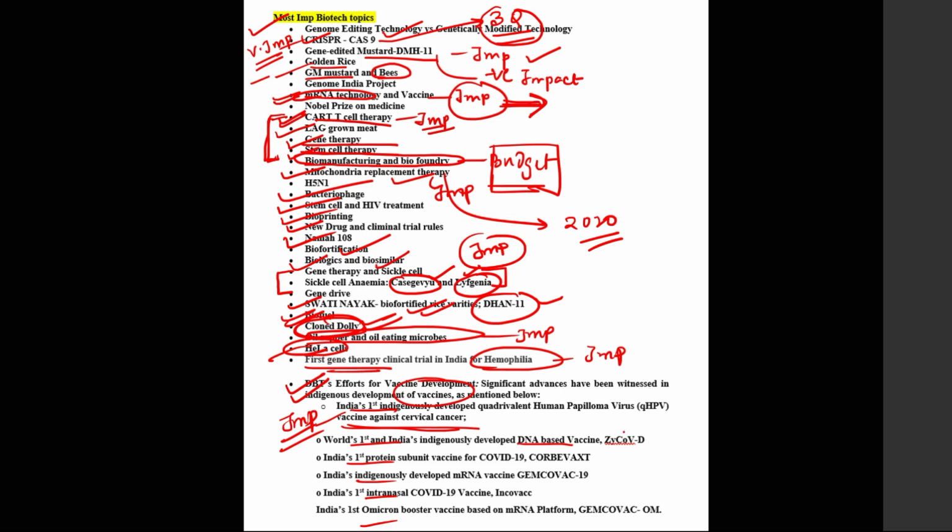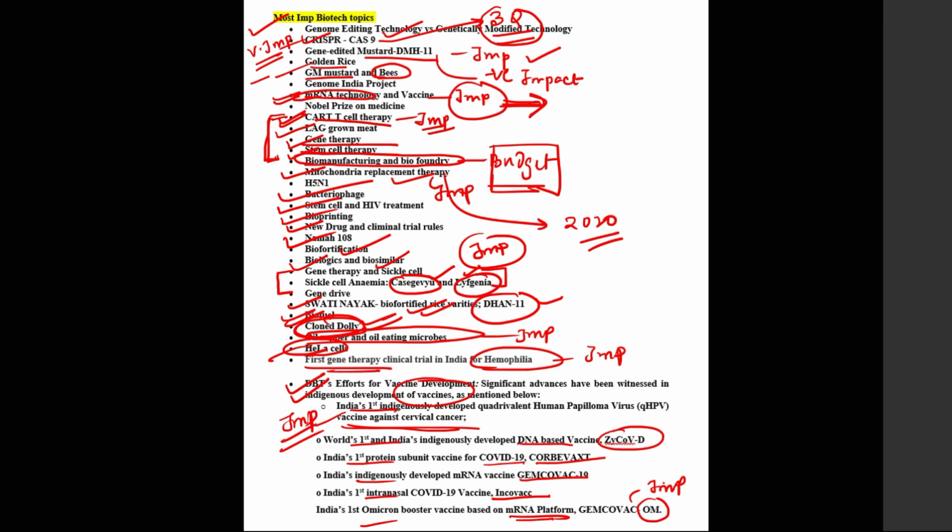Okay, you can see here Zycov-D. Next, India's first protein subunit vaccine for COVID-19, Corbevax. Next, India's indigenously developed mRNA vaccine, Gemcovac-19. Then India's first intranasal COVID vaccine, Incovacc. Next, India's first Omicron booster vaccine based on the mRNA platform, Gemcovac-OM.